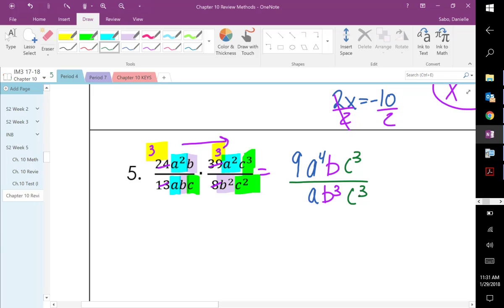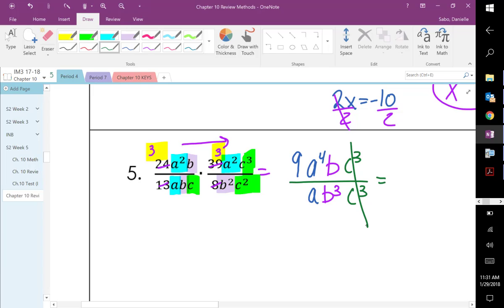Now, some of you, it just depends on who you are, could have done a squared divided by a and be like, oh, there's only one a left on top. You could do it that way. It just depends on what type of person you are. Like me, I would have started crossing things out instead of trying to multiply straight across. But either way is fine.